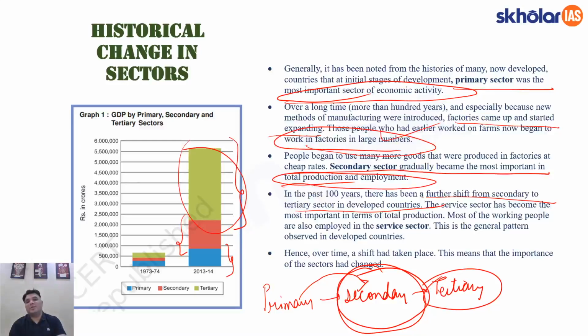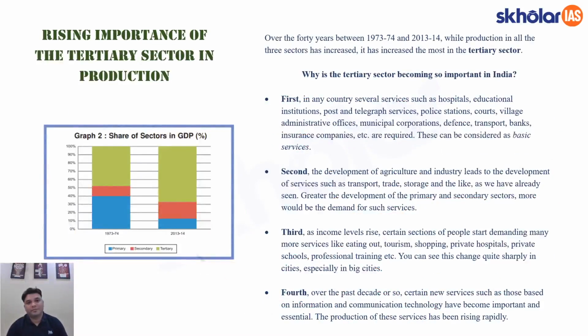So the service sector has become the most important sector in terms of total production. It contributes the highest to gross domestic product, even in case of India. So this is the general pattern observed in the developed countries, right? So this means that the importance of the sectors has changed. Now tertiary sector is the most important sector, right? Now why is the tertiary sector becoming so important in India?